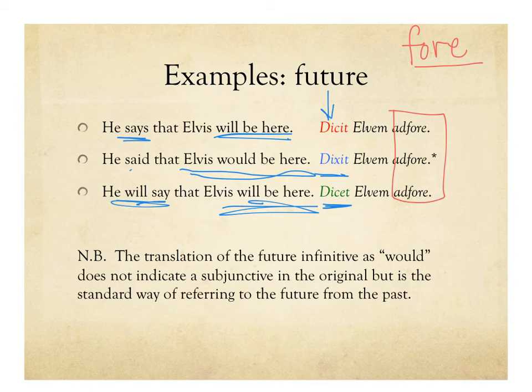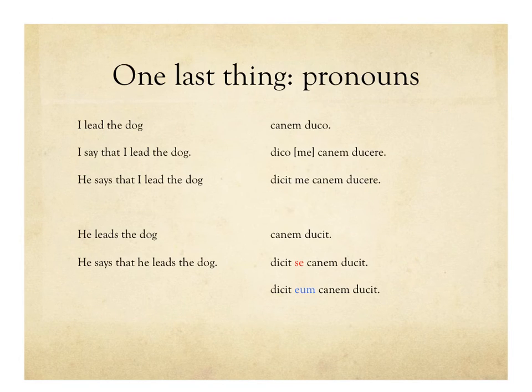Now, notice I translated this with the word would, and this is just, again, because English is really tricky in the future. For those of you who understand subjunctives in other languages, this is not a subjunctive. This is the way that we use the future when we're talking about it in the past. Okay? So those are sort of the critical elements of indirect statement. One final thing that can get tricky in indirect statement, pronouns.